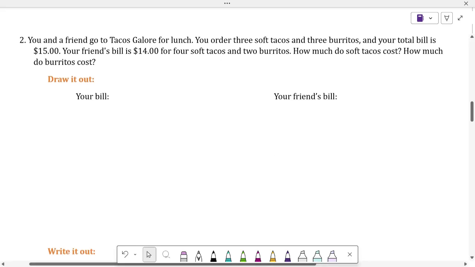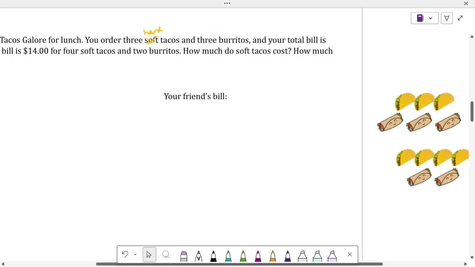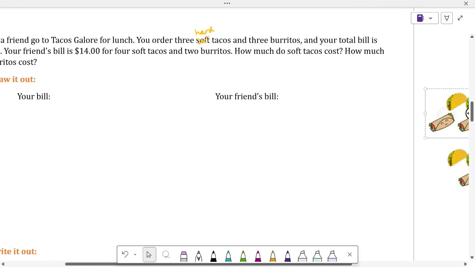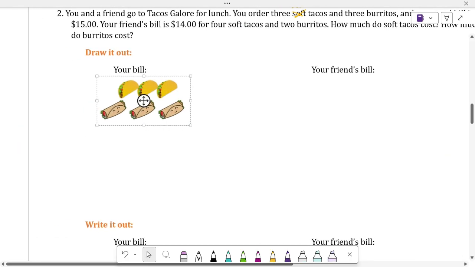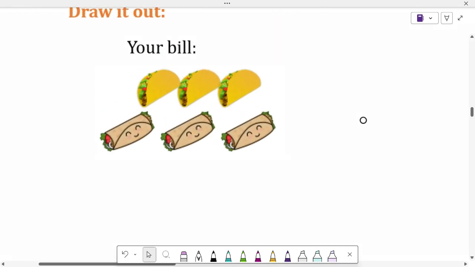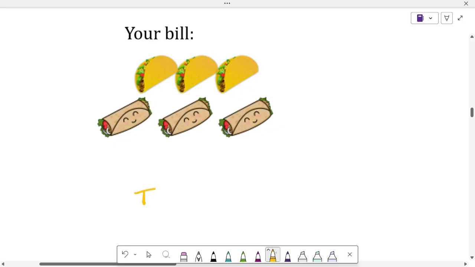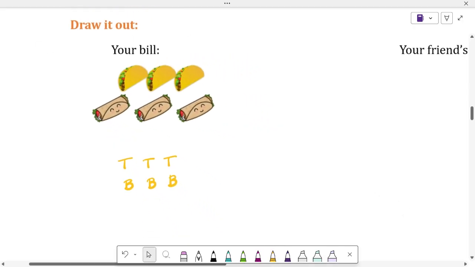Okay, well, I like to draw these out. I want you to draw them out as well. I actually could not find a soft taco, so we're going to change those to hard shell taco. My bill was composed of 3 tacos and 3 burritos. Go ahead and draw this on yours. If you want to, instead, do 3 T's and then 3 B's, that would be fine as well, instead of actually drawing, your choice.